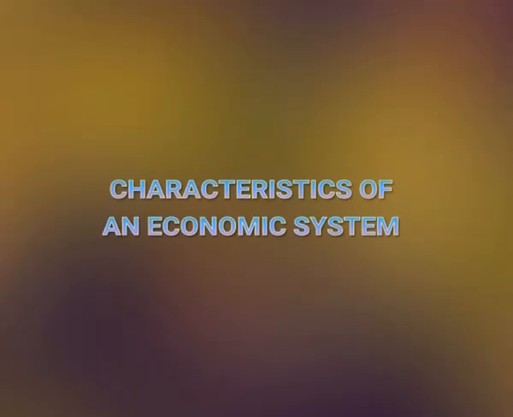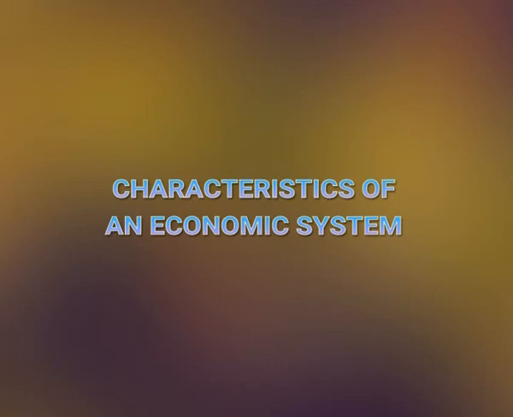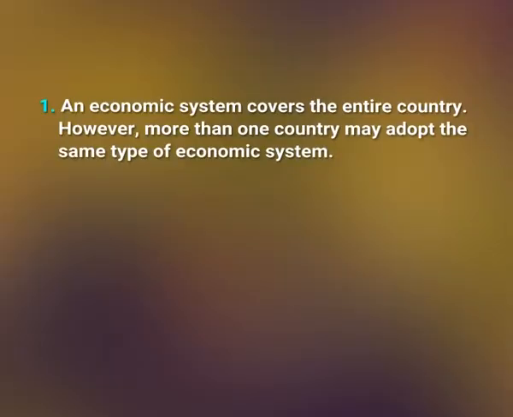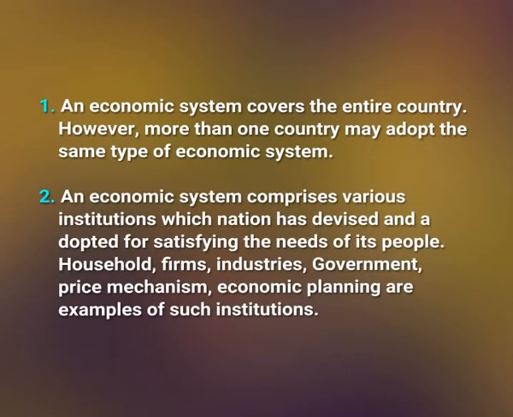Now, we will see the characteristics of an economic system. Economic systems are characterized by the following features. First one, an economic system covers the entire country. However, more than one country may adopt the same type of economic system. Second one, an economic system comprises various institutions which a nation has devised and adopted for satisfying the needs of its people. Household, firms, industries, government, price mechanism, economic planning are examples of such institutions.